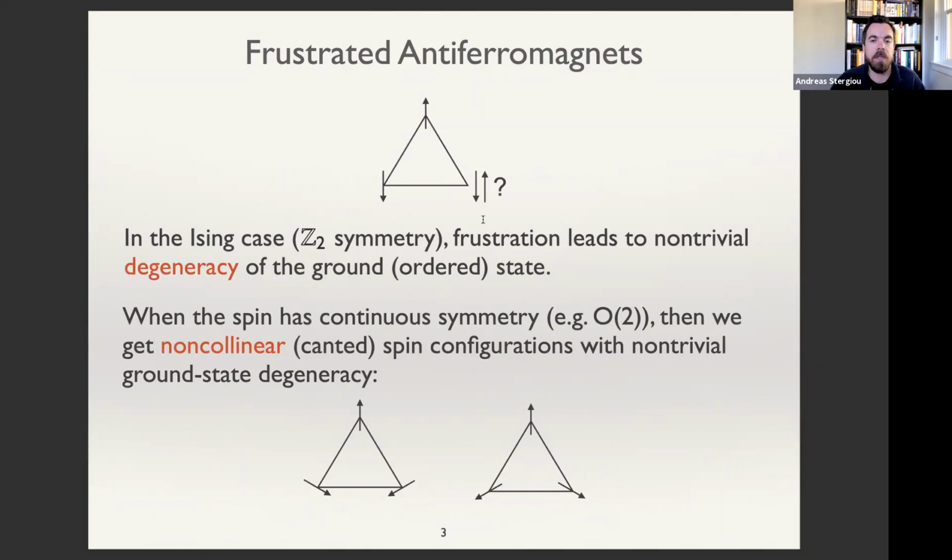However, the spins can also have continuous symmetries. For example, they can have O(2) symmetries, they can rotate on the plane, or they can have O(3) symmetry, where they can rotate in space. In the case of continuous symmetries, for example, here for O(2), we get what are called non-collinear or canted spin configurations. Again, with non-trivial ground state degeneracy, one can check that both these configurations over here minimize the energy.